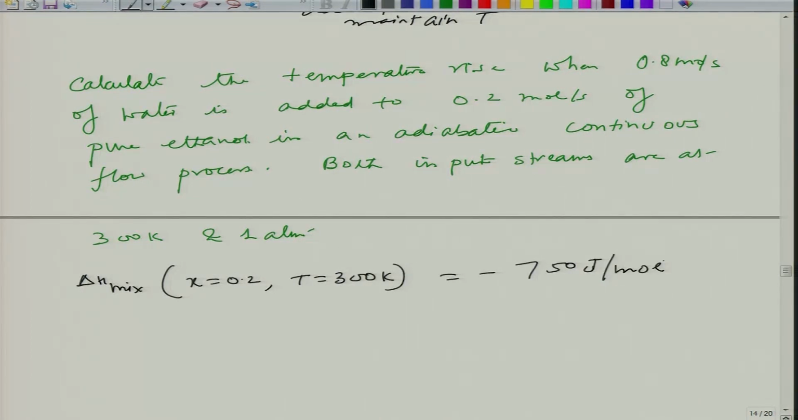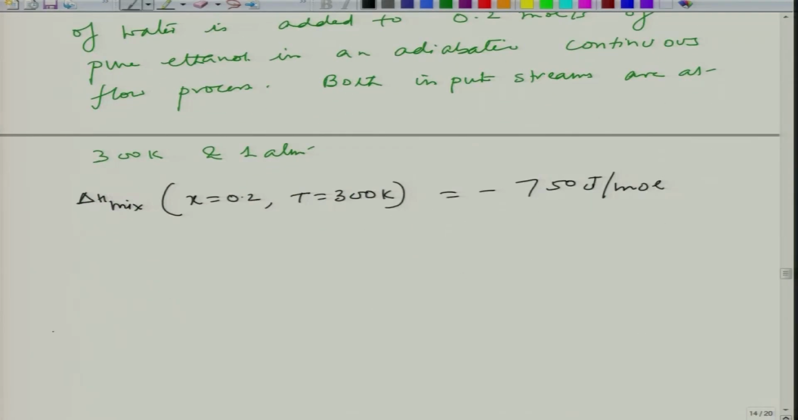Okay. Now, this tells you that this is exothermic, right. So, this is exothermic. So, temperature will rise because the mixing is done in adiabatic continuous fashion. Now, in order to find out the temperature rise, we need heat capacities. Okay. So, we can think of this way that essentially the final temperature, let me try to simplify this.